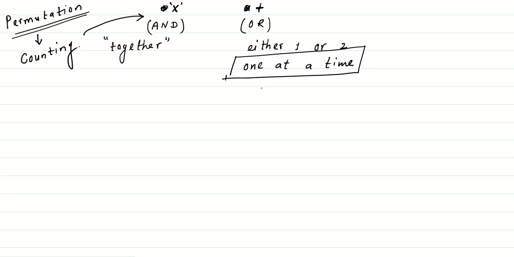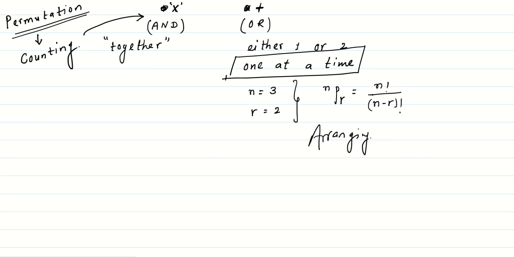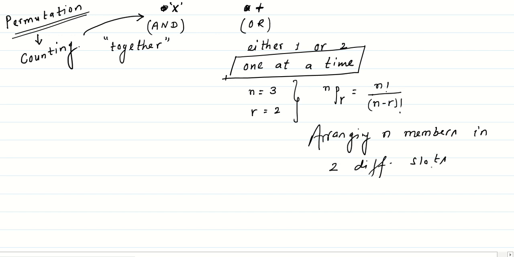Let's say there are three members, n equals 3, and r is 2. Have you heard this one? What is nPr? nPr means n factorial by n minus r. Now, what is the meaning of nPr? Arranging n objects or n members in r different slots.